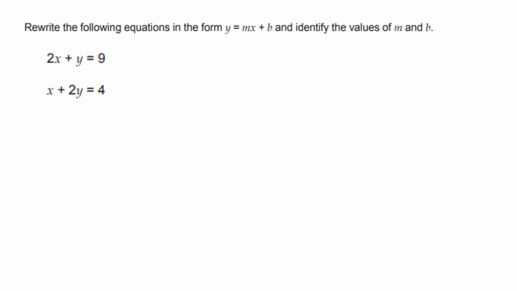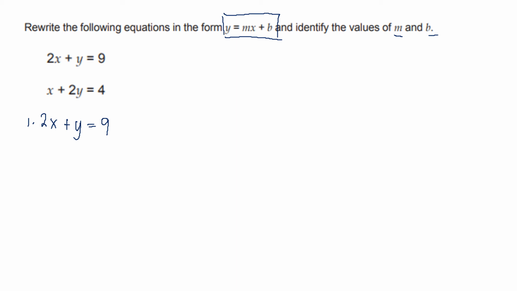Let us try to rewrite the following equations in the form y equals mx plus b and identify the values of m and b. So at this point, what is given now is the standard form, and we want to express it in slope-intercept form. And then we need to identify the value of m and the value of b. So let's try first the first linear equation. So we have 2x plus y equals 9. And we have to express it to y equals mx plus b.